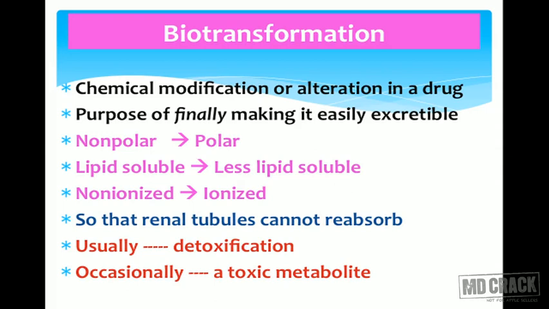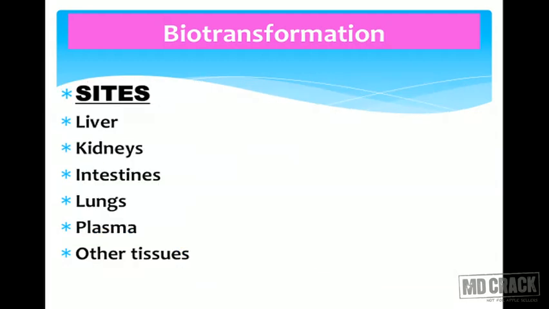Let's discuss what biotransformation is. It's a chemical modification or alteration in a drug, and the purpose of biotransformation finally is to make the drug easily excretable so that the kidneys can handle the drug properly and eliminate it. In general, non-polar drugs will become polar, lipid-soluble drugs will become less lipid-soluble, and non-ionized substances will become more ionized, so that the renal tubules won't be able to reabsorb the substance. Biotransformation serves an important purpose of detoxification, but occasionally a toxic metabolite may be formed.